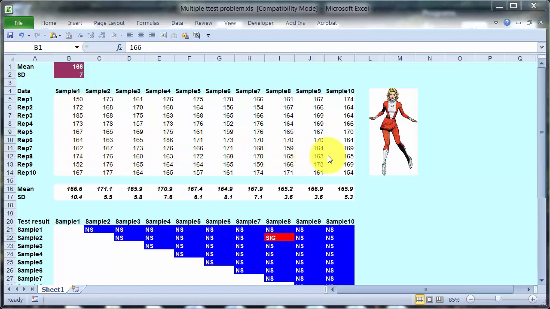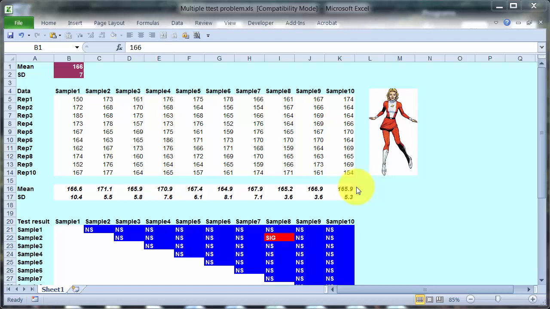So each column here is a sample, and in each you can see there's 10 numbers representing the heights of 10 women. The next two rows are the means and standard deviations, so you can get an idea of how well the simulated samples are matching up to the population. And you can see that's not too bad. All the averages are around about the population mean of 166, some are a bit higher, some a bit lower. Likewise, the standard deviations, some are a bit higher than 7 and some are somewhat lower. But in general, the samples are matching up to the population quite well.